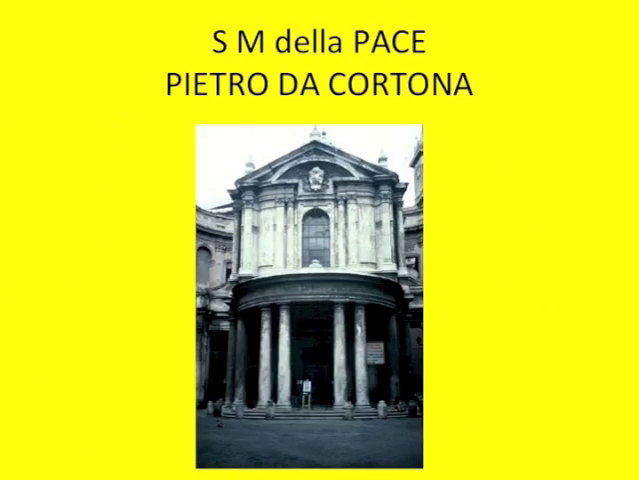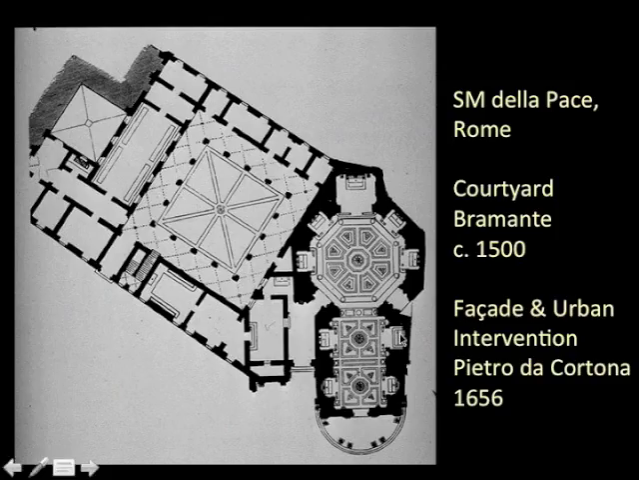A good example of that is another Pietro da Cortona church, the Church of Santa Maria della Pace, St. Mary of the Peace. We already saw bits of Santa Maria della Pace back when we were talking about Bramante's interventions in Rome. Bramante designed this courtyard. It was one of his first projects when he got to Rome. But this facade, this little bit of a tholos slapped onto a church, is Pietro da Cortona's intervention.